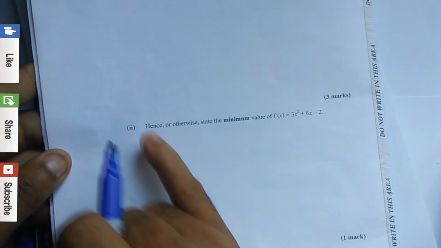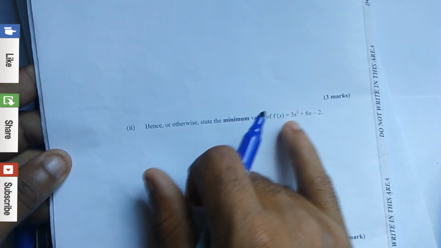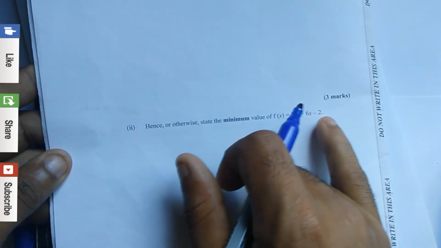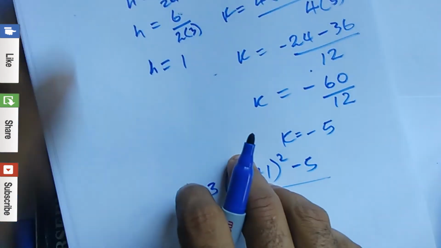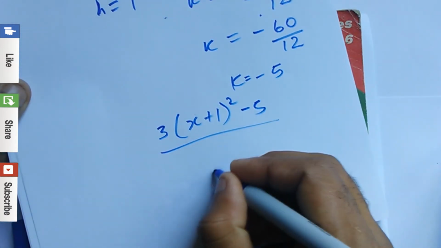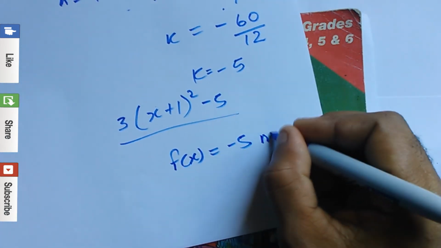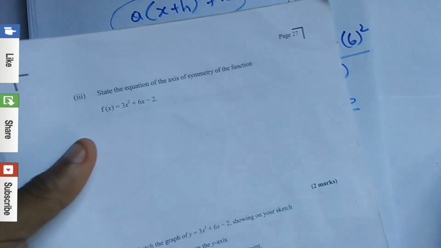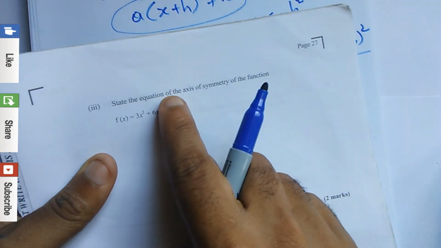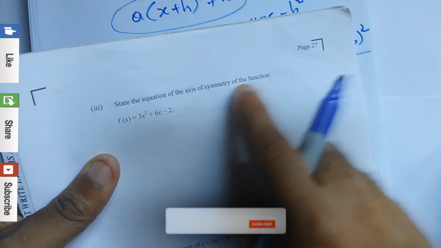The second part of the question, they say hence or otherwise state the minimum value of f of x equal to 3x squared plus 6x minus 2. So remember, once they refer to minimum or maximum value, they're referring to the k value. So f of x would be equal to minus 5. So this would be the minimum value, or min value. That's for 1 mark.